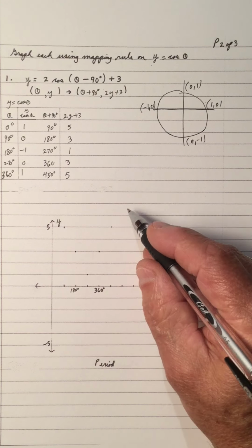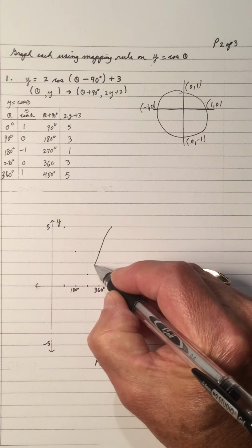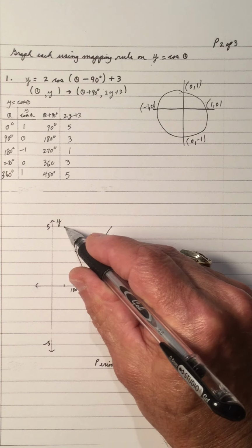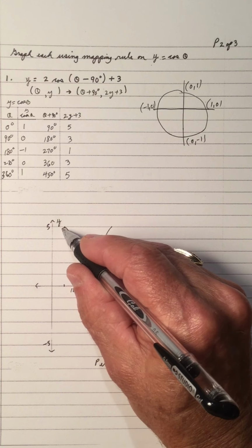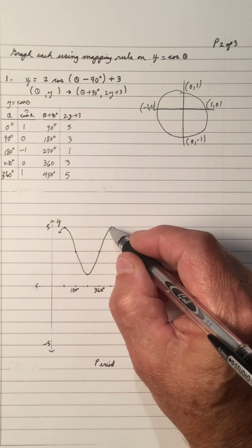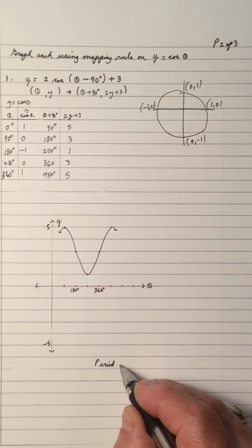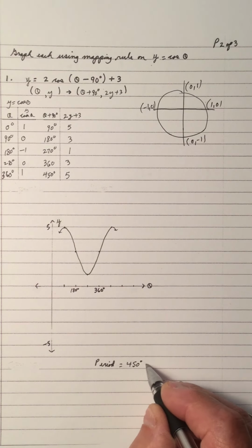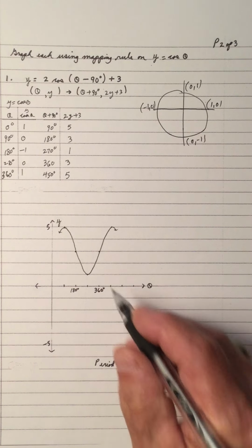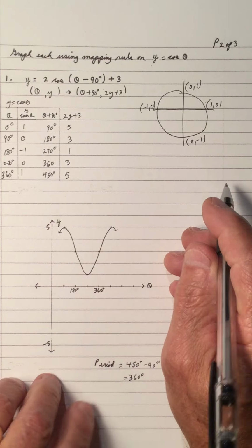So the cos curve is a sideways C. This is freehand, and it goes up, and as it hits here, it bends and comes down again, and this bends and comes down. The period goes from 90 to 450, so 450 minus 90 is 360 degrees. The period from here to here is 360 degrees.